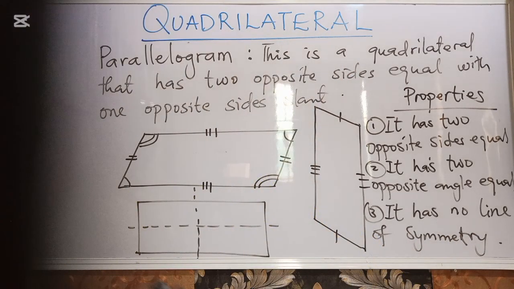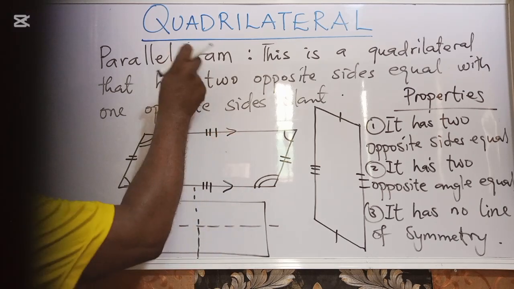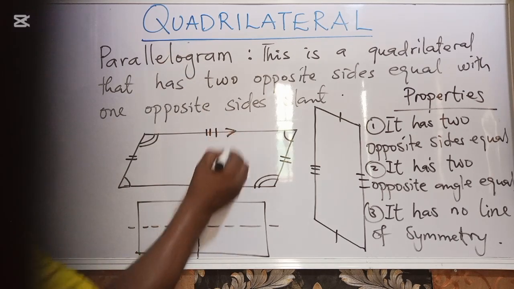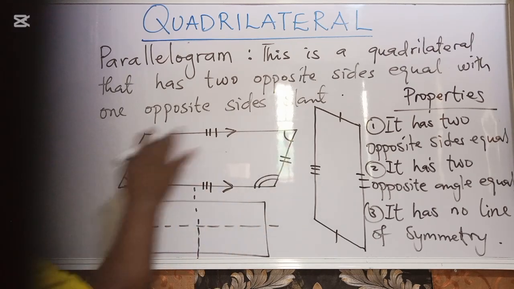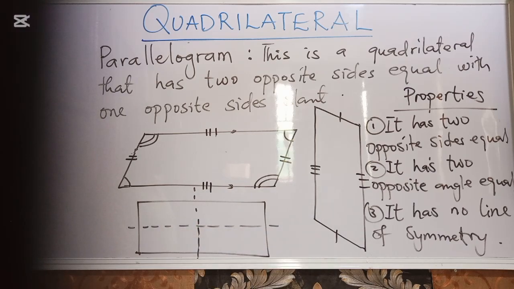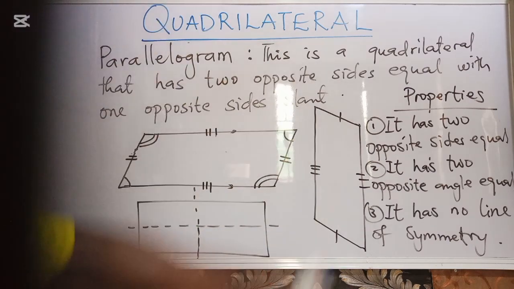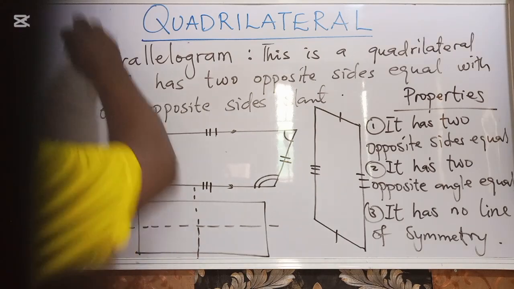It has no line of symmetry. I don't want to go into this. This side is parallel to this side, that's why they call it a parallelogram. This is parallel to this side, and this is parallel to this side too. But don't worry, let us not go into that. You are too young for that now. We will discuss that in another class. So this is all about the parallelogram.